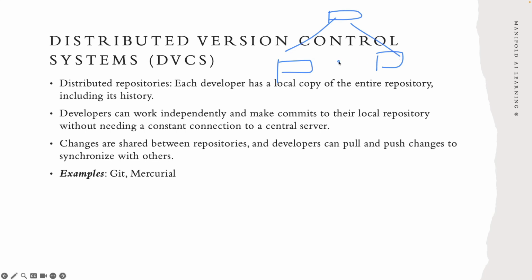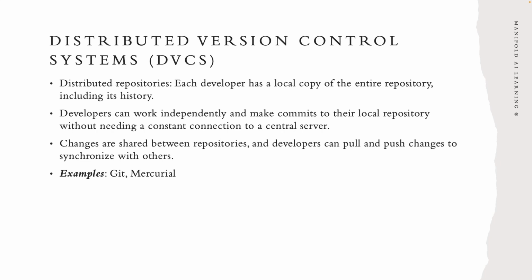Now, the best part is that both of these developers can work independently. They can make commits to their local repository so that they don't have to depend on the server connection every time. And whenever there are any changes between the repositories, the developers can perform activities like pull and push so that they can synchronize their code changes with the other people's code changes. That is how we get to work with this distributed version control system. Some of the common examples would include Git and Mercurial.